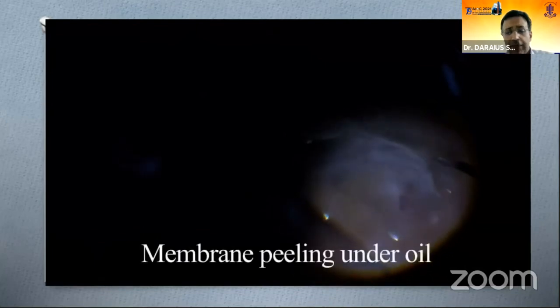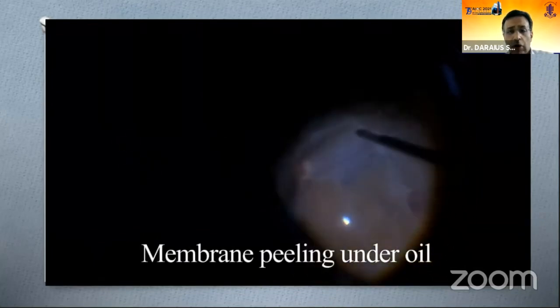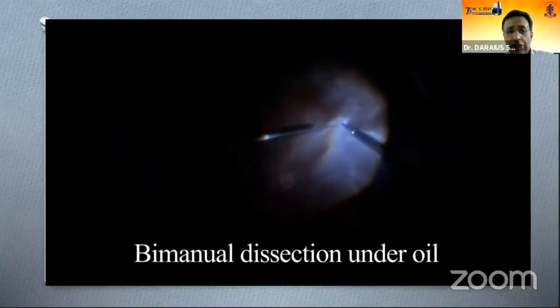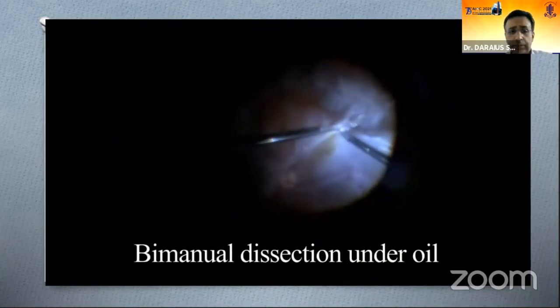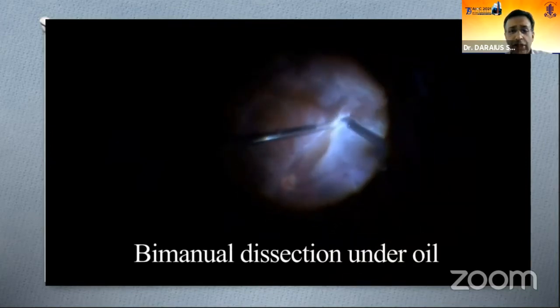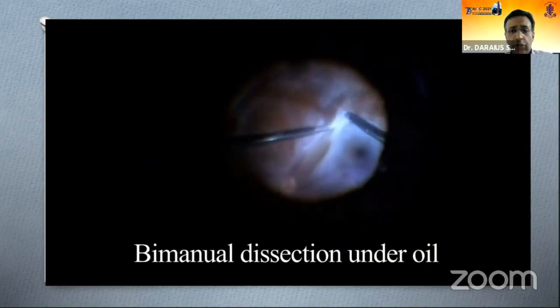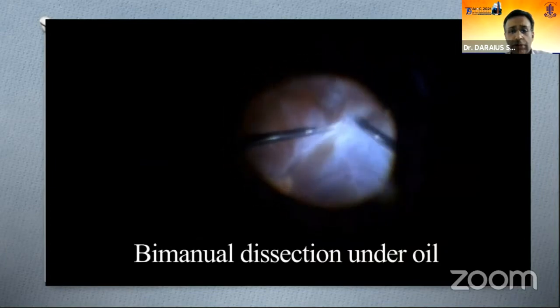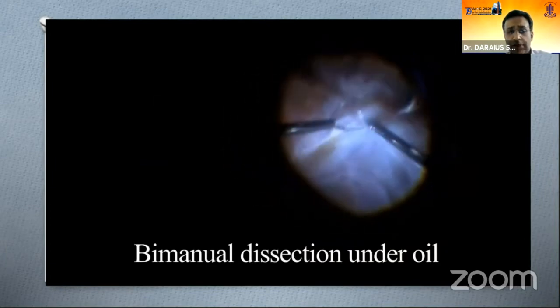So this is a recurrence under oil. And here we can see we are peeling the membrane under oil. We are not getting too much counter traction. So again, we put a chandelier and we do the bimanual dissection under oil. So here the forceps and the scissors are being used. Scissors in the right hand, forceps in the left hand.